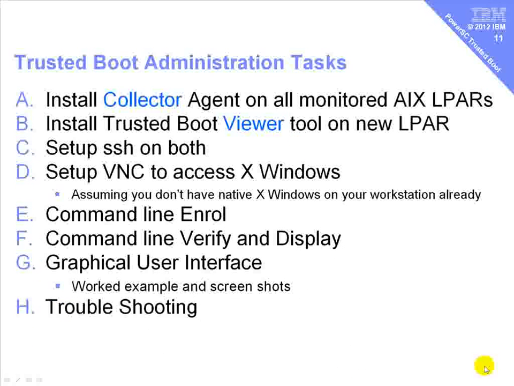Now assuming the VTPMs are available on all our LPARs, this is the process we go through to getting this all working. First of all, we need to install the collector agent on all the monitored AIX LPARs. Then we install the trusted boot viewer on a particular logical partition. We need to set up the SSH keys on both so that we can communicate without typing in lots of passwords. Then if you want to use the graphical user interface, I recommend using VNC, unless you've got native Windows on your workstation already. Then we're going to actually use the tool. We can use the command line Enroll so that the viewer understands about a new collector.